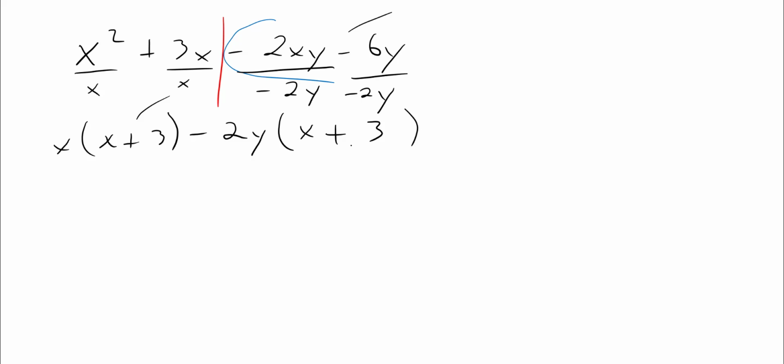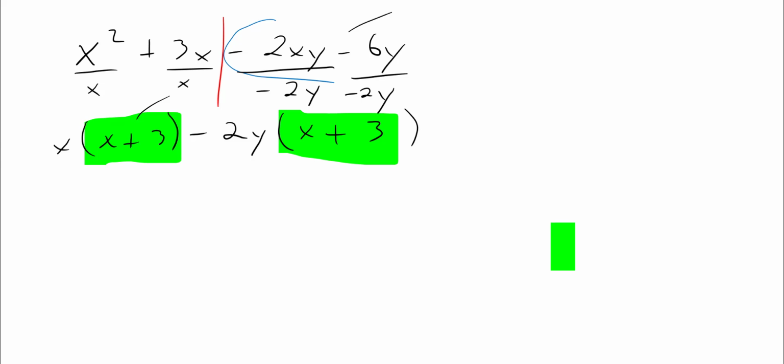Okay? If this is not the same, guys, if this is not the same as this, you didn't do your greatest common factor correctly. Okay, you didn't factor something out correctly because that's how grouping works. That has to be the same. Okay, and then once you're done with that, your final answer is just x minus 2y times x plus 3. Done with the problem. Okay, that's not bad.